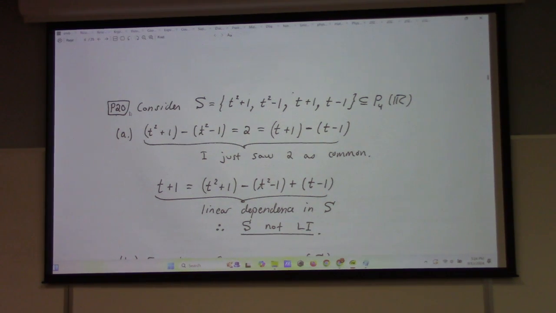We just said, well, if it's a non-trivial linear combination, there has to be a coefficient which is non-zero, so we can solve for that vector, basically. That was essentially the proof.